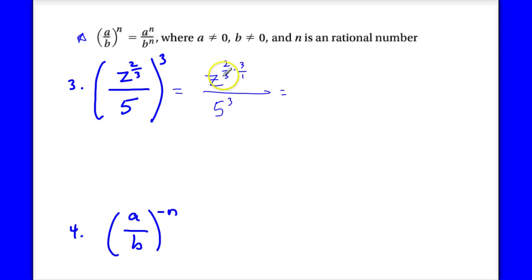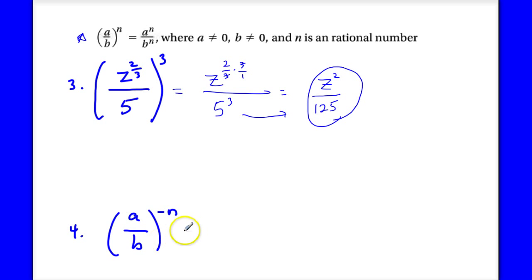Okay, so if we recall our rules for multiplying, those 3's will cancel out because they're common factors, numerator and denominator. It's like multiplying times 1. You basically have z to the power of 2 over 5 to the third, which we need to simplify. 5 times 5 times 5 is 125. And there's your answer there.